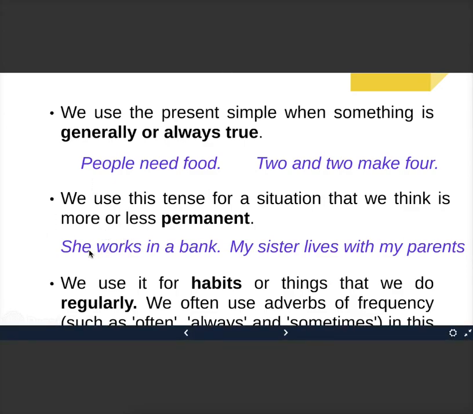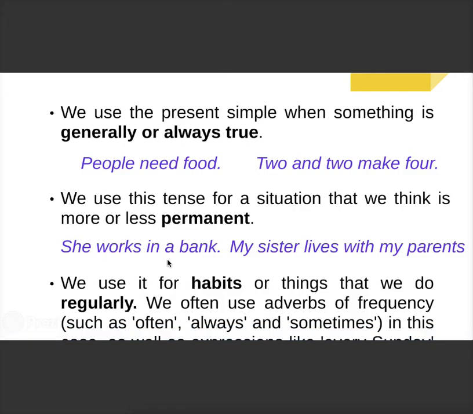For example, she works in a bank. My sister lives with my parents. So the fact that she is working in a bank is permanent by now. El hecho de que ella trabaje en un banco es algo permanente en este momento. En este momento ya todos los días está yendo a trabajar en el banco porque es el lugar en el que la contrataron. Pero les pregunto, ¿ustedes creen que ella toda la vida va a trabajar en un banco?